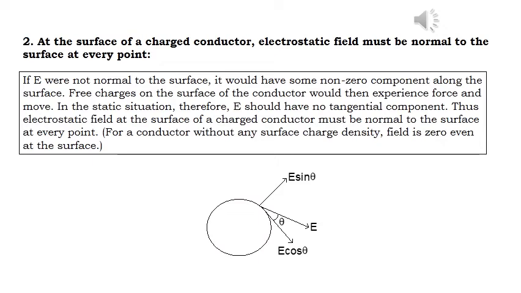Due to the existence of the horizontal component of the electric field, any charged particle on the surface will get acceleration and start moving. This is not possible in a static situation. So due to this contradiction, we have to accept that the electric field vector at any point on the surface is always normal to the surface at every point.